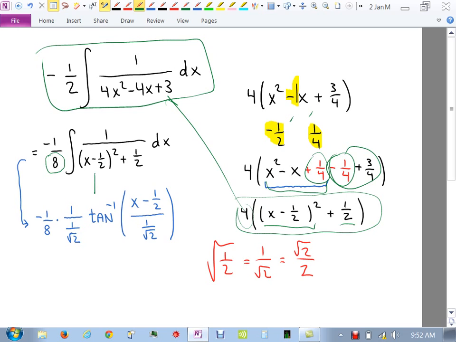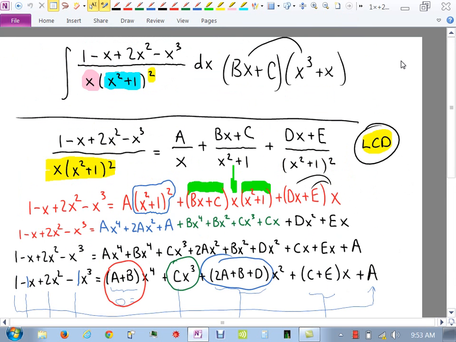And then from this is basically the form u squared plus a squared. So that's an arctangent, and I didn't work it out. I just showed everyone, that's the formula you would use. All right, what else did I do? Okay, then we did this problem.